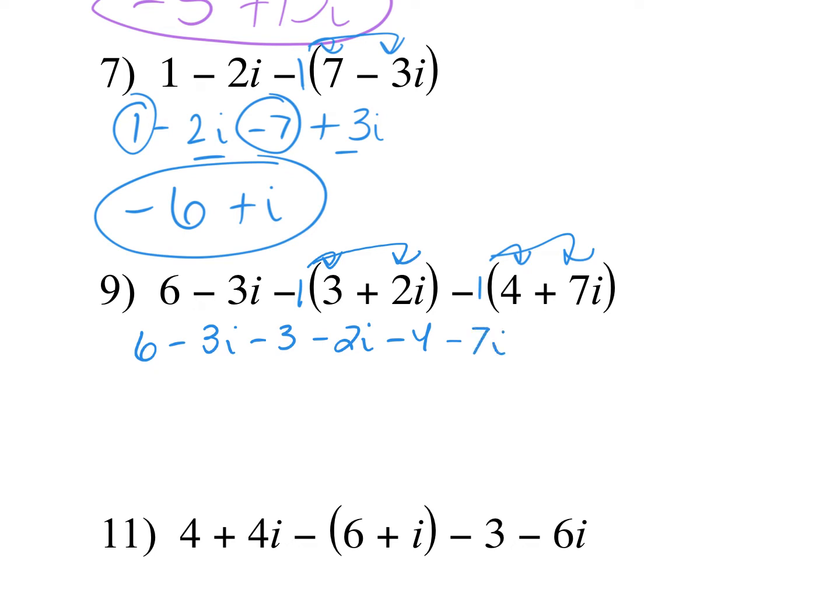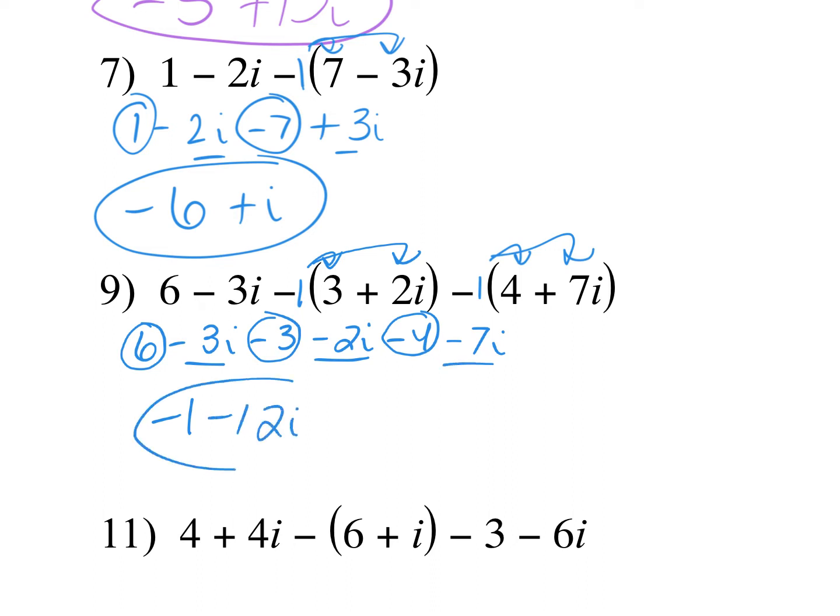You guys are going to have to be really, really careful. So real with real. Anything that's real, no i's with it. 6 minus 3 is what? Minus 4. -1, great. Then I have a -3i and a -2i. -5, right? -3 and -2. -5. And then minus 7i gives me -12i. Good.